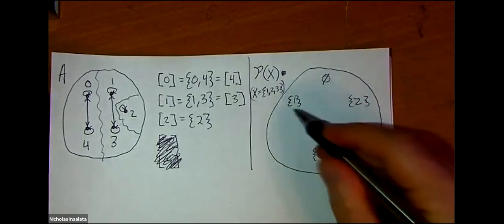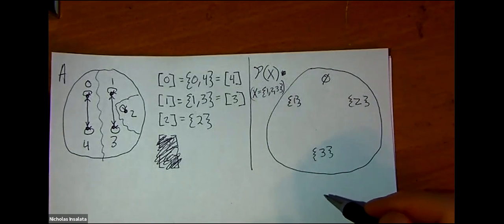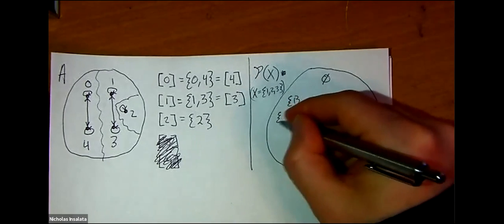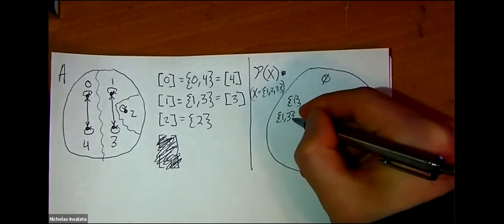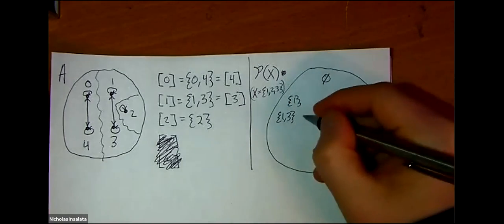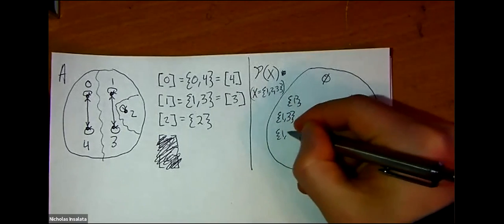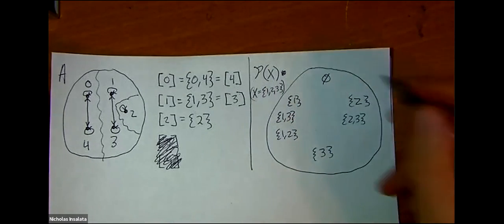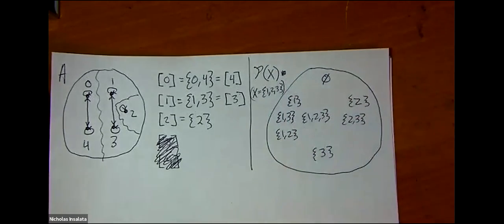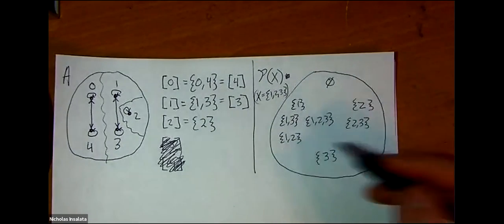I think you did. Okay, 1, 2, and 3, and null set. Then you want 1, 3, 2, 3, and 1, 2 should be in there. And then also the set 1, 2, 3. Okay, cool. So awesome. So that's the power set of X. I've just sort of listed them all out inside this circle here.